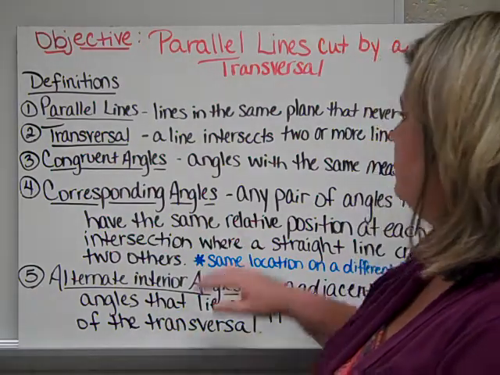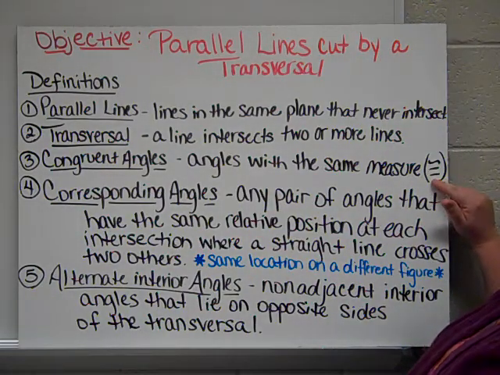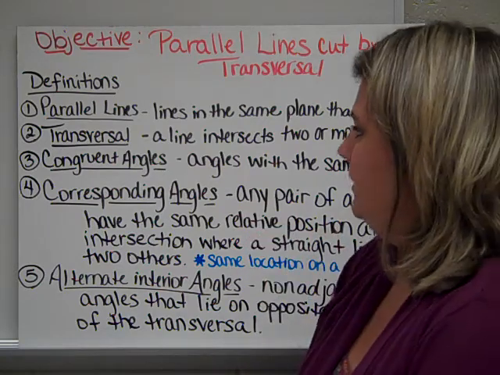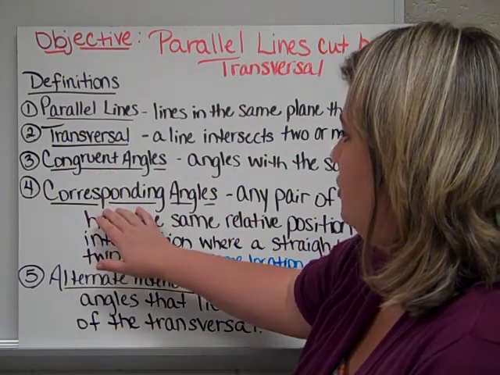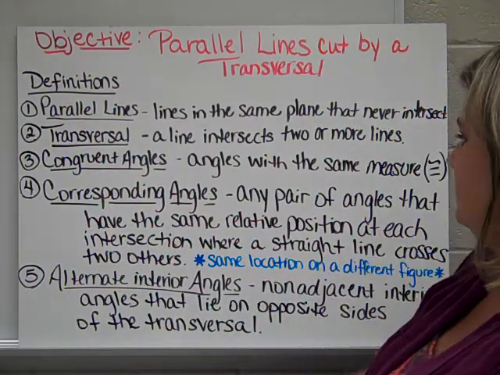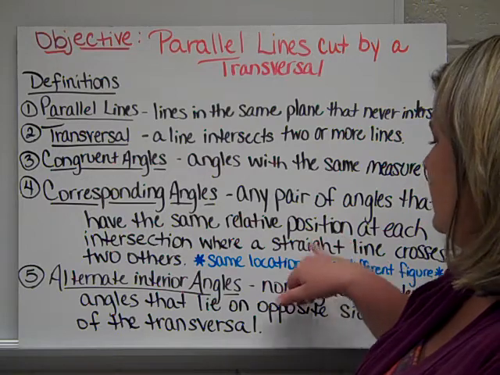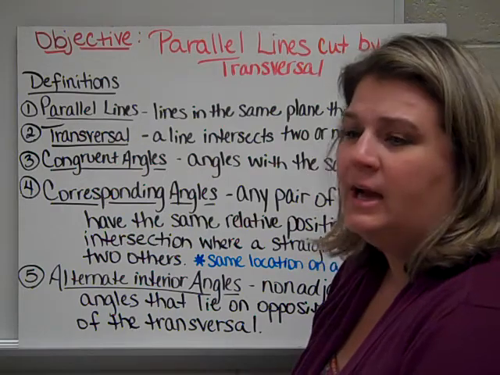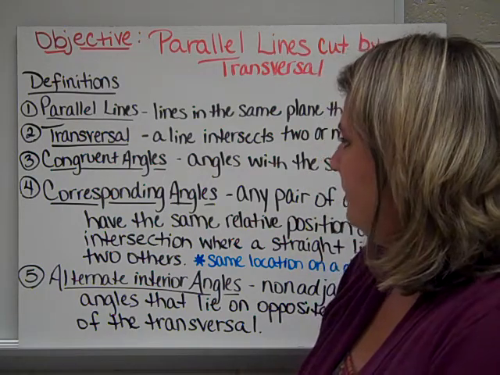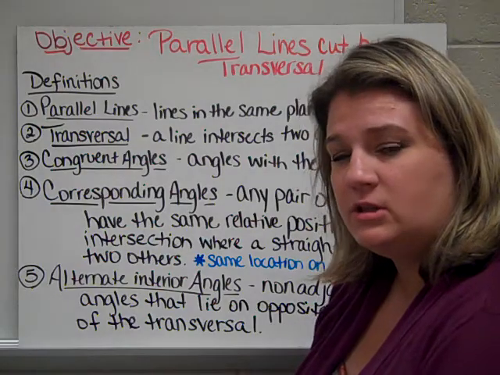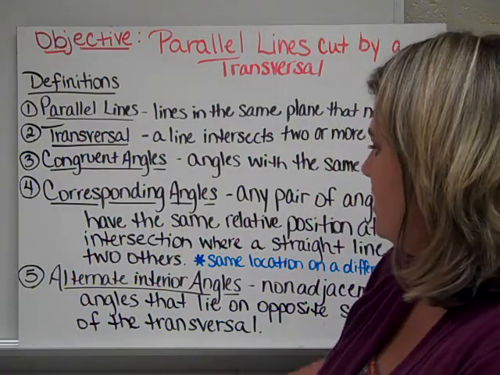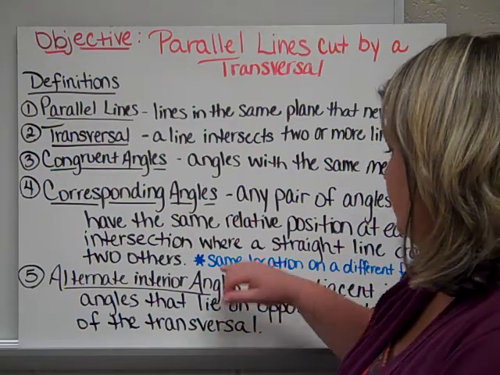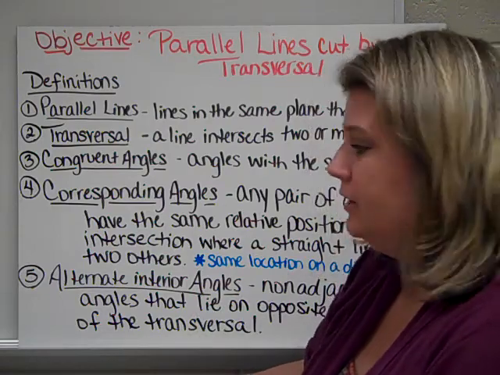Congruent angles are angles with the same measure. The congruent symbol that you have seen before has an equal sign with a tilde on top of it. So that's for congruent angles. Corresponding angles are any pair of angles that have the same relative position at each intersection where a straight line crosses two others. I know that seems a little confusing, but we will see it in the figure in just a little bit. In other words, for corresponding angles, they're in the same location but on a different figure.